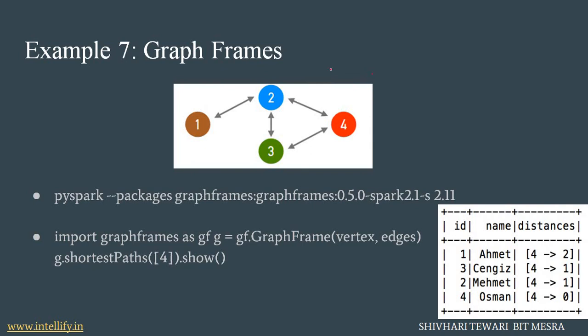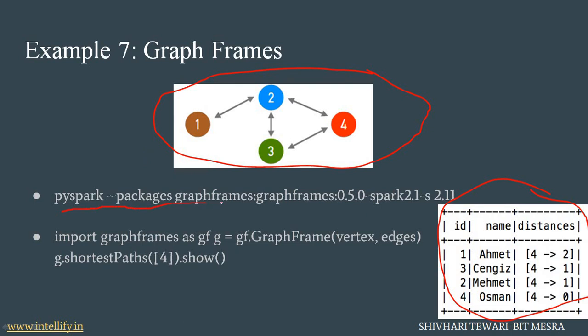So here is the graph which is created by the GraphFrame of Spark, and these are the values which are used to create a graph. For 1 it is 4 to 2, for 3 it is 4 to 1, for 2 it is 4 to 1, and for 4 it is 4 to 0. So this is how a graph is created using GraphFrames in Spark using RDD.